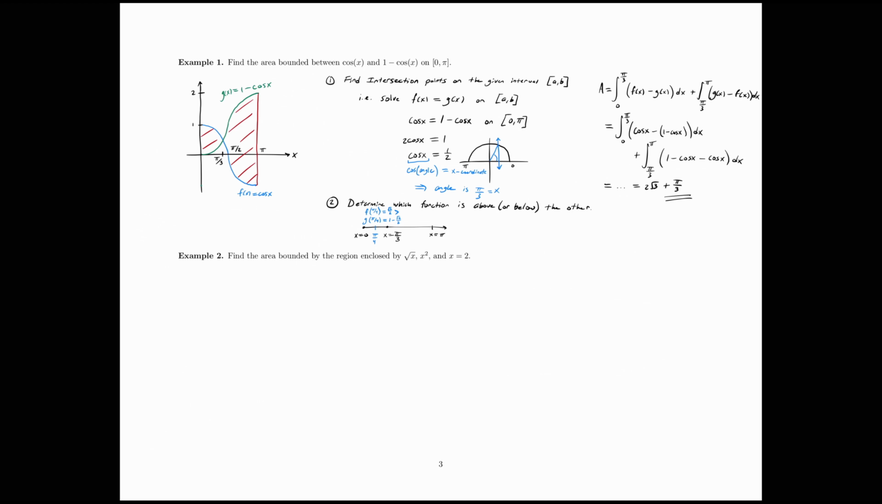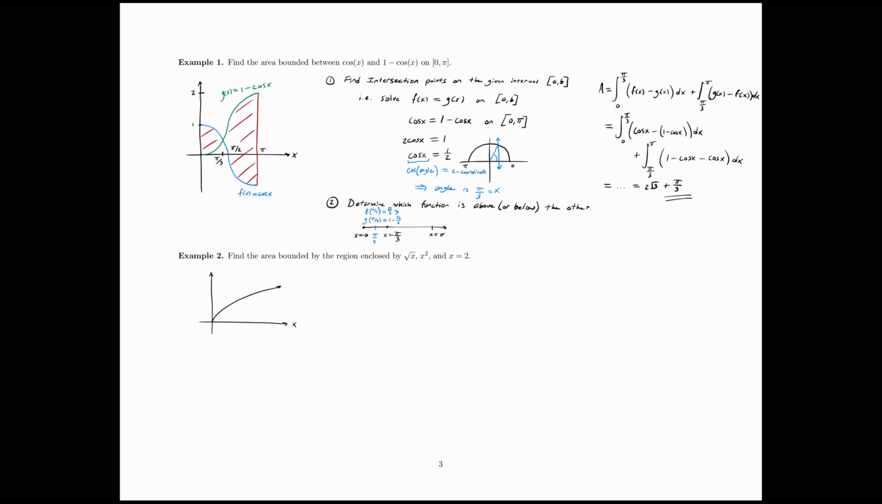Okay, next example here is example 2, which is to find the area bounded by the region enclosed by these three graphs. So first step here is to just graph everything. So I'll go ahead and draw our axis system. So there's the x-axis. So square root of x looks like this.